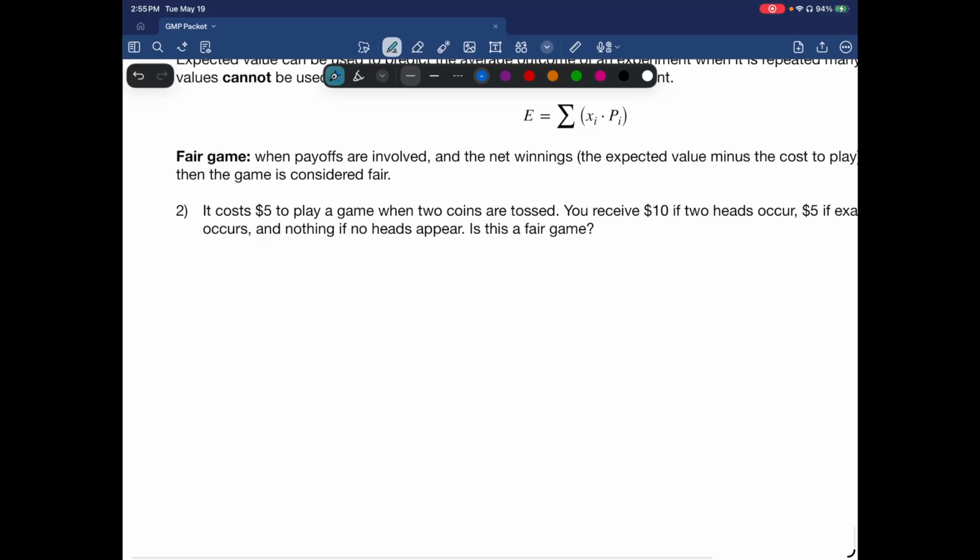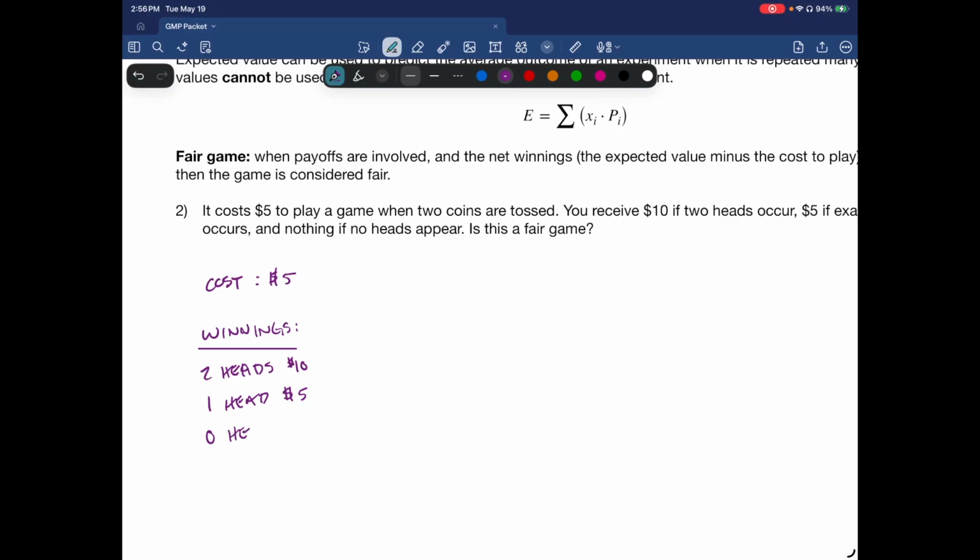So if my chance of winning equals my cost to play, then it's fair. That's what we're checking out. So my cost to play is $5. My winnings are, if I have 2 heads, I get $10. If I have 1 head, I get $5. And if I get 0 heads, I get $0. Okay, so using this formula, here's what we're going to do.